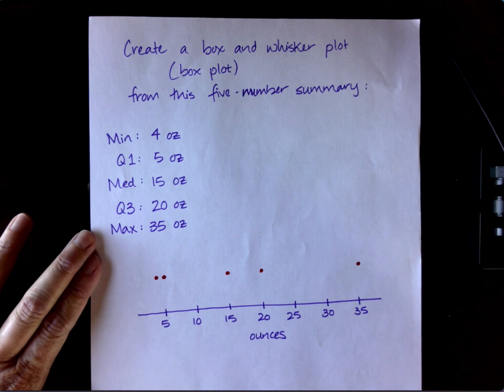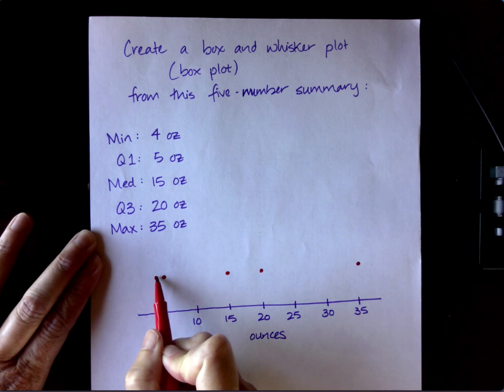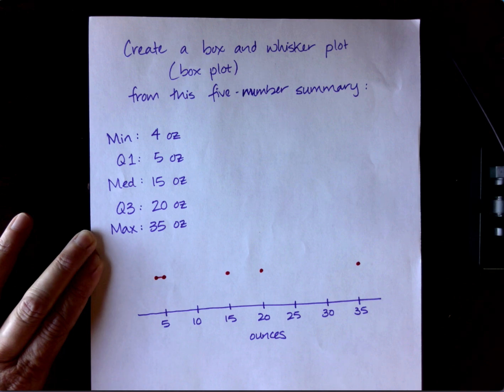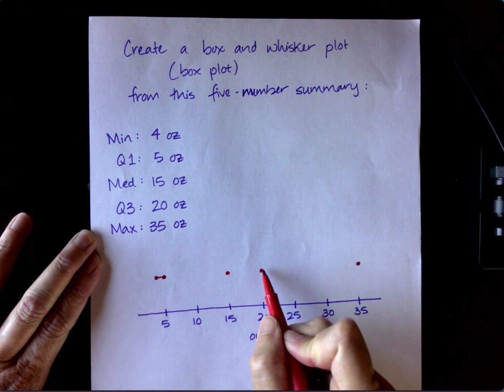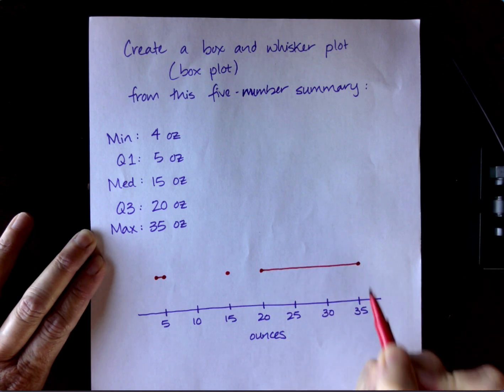So right now we have 5 dots representing the locations of the quantities in our 5-number summary. To fill in the rest of the box and whisker plot, we get a whisker from the minimum to Q1, so connect those with a line segment. We get a whisker from Q3 to the maximum, so connect those two corresponding dots with a whisker.